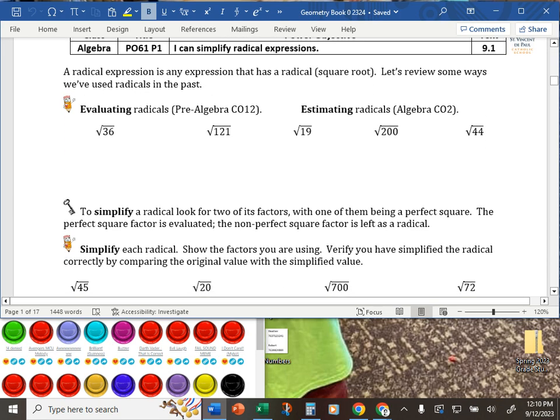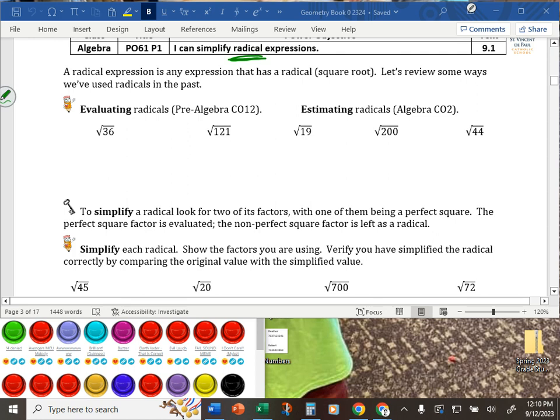I can simplify radical expressions. This unit focuses on the R in PERMDOGS, those radicals, also called roots. And so radical expressions are any expressions that contain a radical. We've dealt primarily with square roots. We will dabble a little bit with cube roots and fourth roots and fifth roots, just so you know what they are. But our primary study is going to be with square roots.